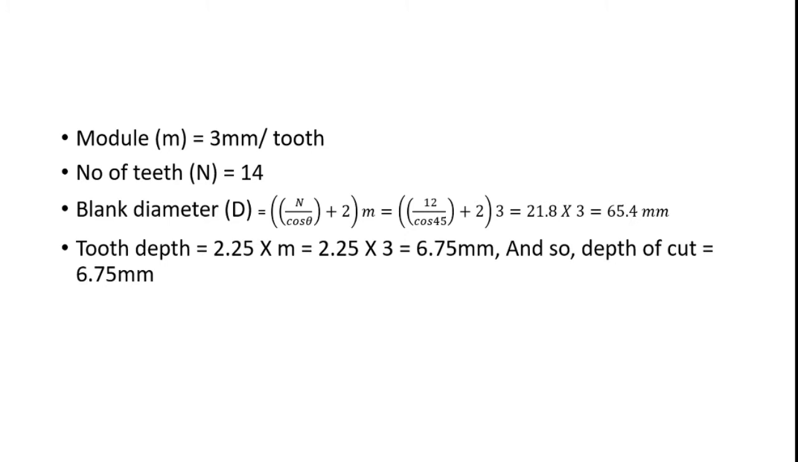And then tooth depth, as usual, the same formula utilized in the gear milling operation, that is 2.25 into module. According to this problem, the module is 3 mm per tooth, so 2.25 into 3 gives 6.75 mm of depth of cut I can give with the gear hobbing machine, which is known as the depth of cut. The tooth depth is also 6.75 mm.